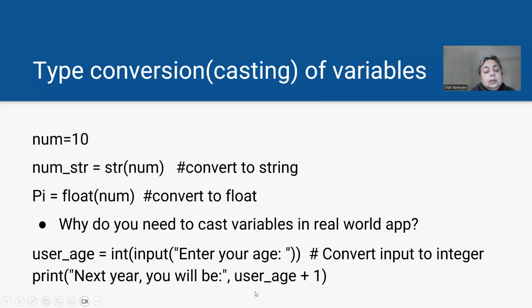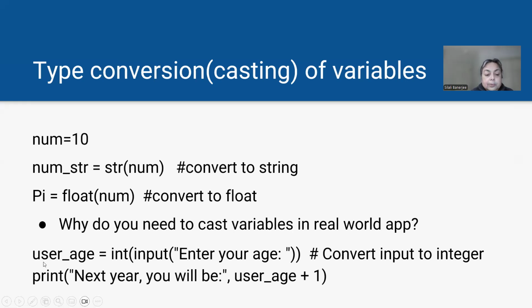Now, another thing in Python is called type conversion, or typecasting. Say here you assign num equals 10, which is an integer. Then you can cast it to a string. We could have named this variable name also, but name underscore str is more descriptive. You pass this variable into this function called str, and it gets converted to a string. You can convert it to float also. But why do you even need to do this?